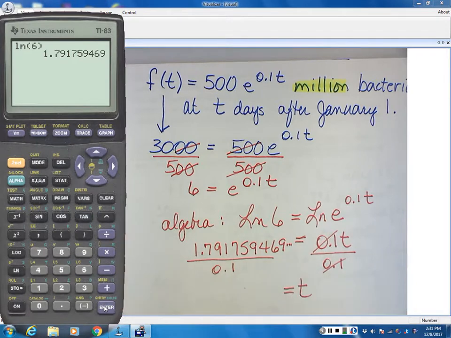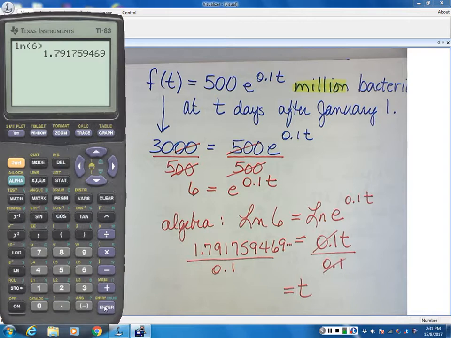I'm not coming up with the same decimal you came up with. What did you press? Just log and then 6. Log is not the same as the natural log. So clear. Next to the number 4, ln. That's the natural log. Okay. Do you put in the entire decimal? No. I'm going to just, right now, leave it in the calculator and divide it by 0.1, so I don't have to type it back in.